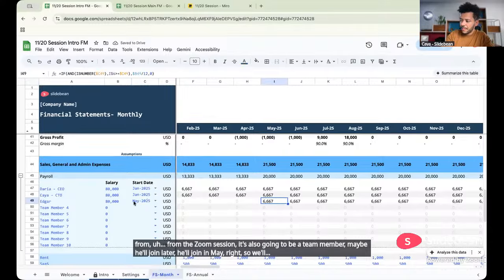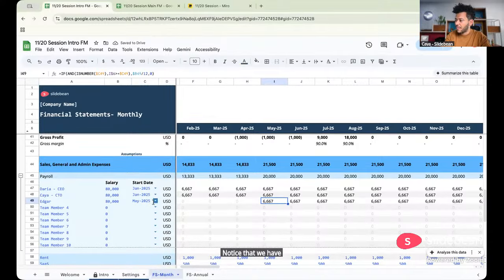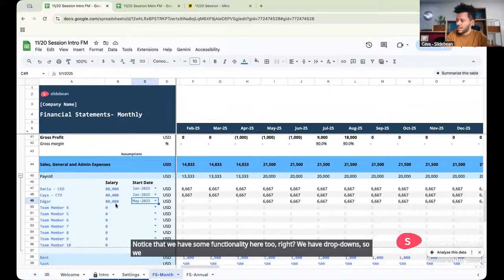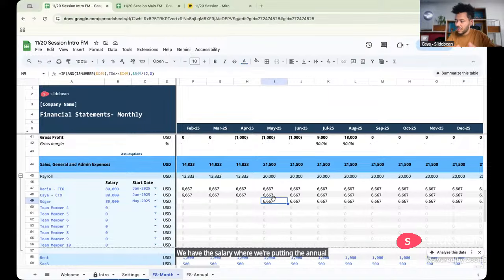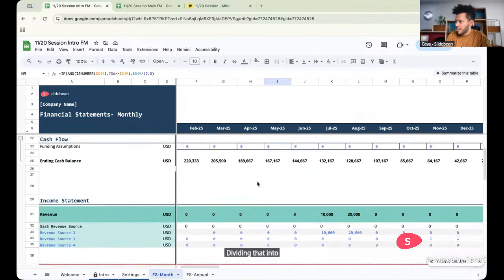So we'll notice that we have some functionality here too, right? We have drop downs, so we can pick the months when they start. We have the salary where we're putting the annual salary, and the model is taking care of dividing that into months, right? So we have month by month. But okay, we've added some expenses.